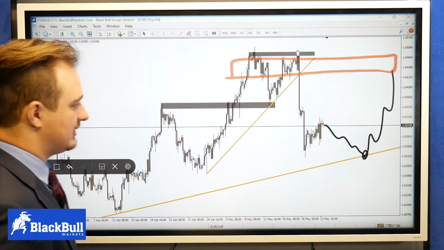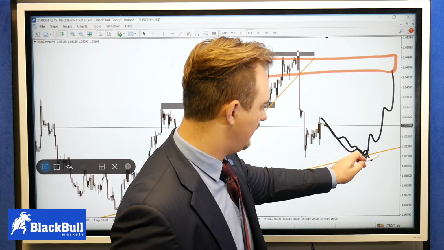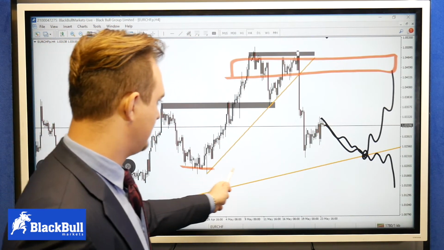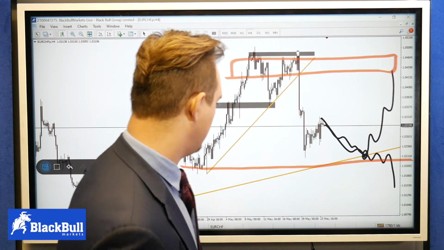If we do break to the downside, guys, obviously we're looking for breaks of that trend line, and what the patterns give to us if we can get any rejections on their zones.